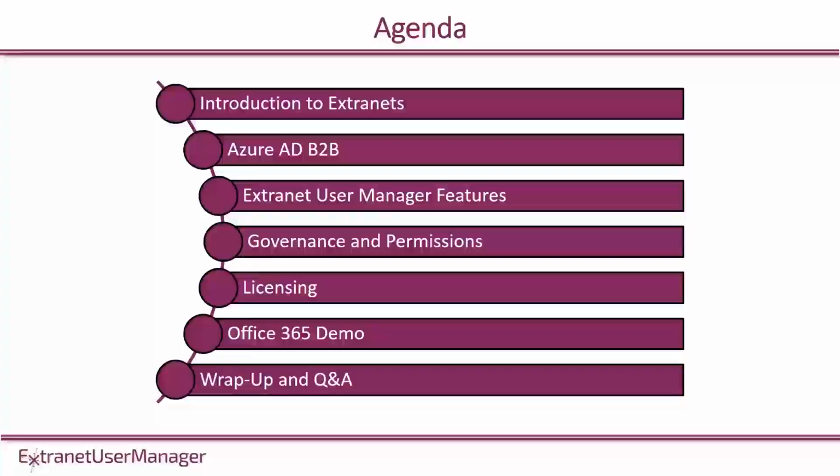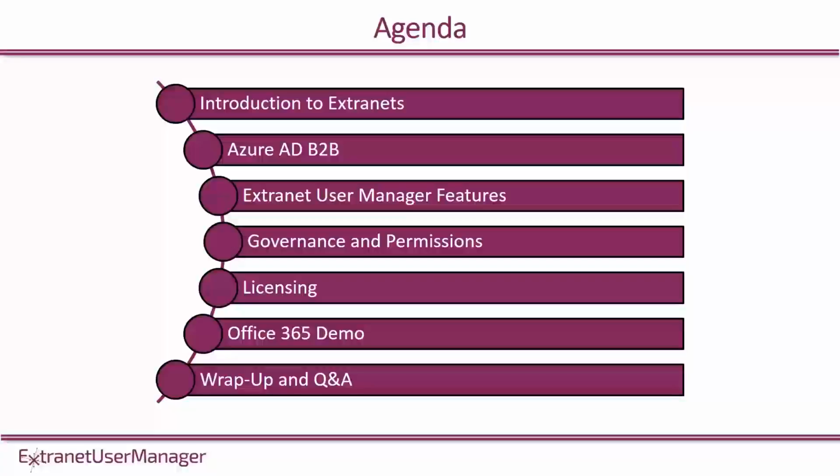All right, so let's start with a quick run through of our agenda for the next hour. I'm going to try and keep it right to the hour or slightly before to make sure we're respectful of everybody's time. We're going to start with a quick introduction to extranets, just to level set folks who maybe aren't familiar with all the nuances of that. And then we're going to dive right into Azure Active Directory B2B. We're actually going to show you some of the new features that are available in the B2B portal out of the box straight from Microsoft.